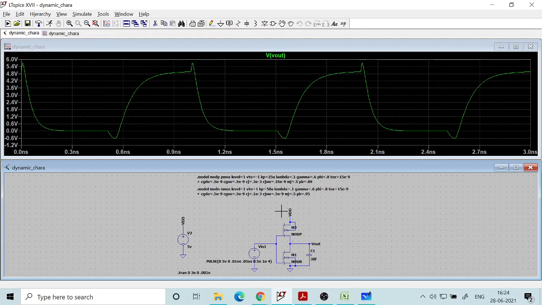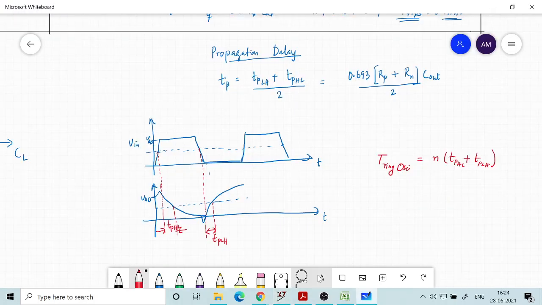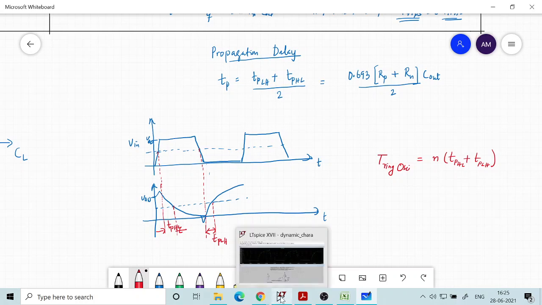Because we have used the same inverter for creating the ring oscillator, this propagation delay will decide your ring oscillator period or frequency. You should not use 3 different stages. Every parameter for each inverter should be the same.